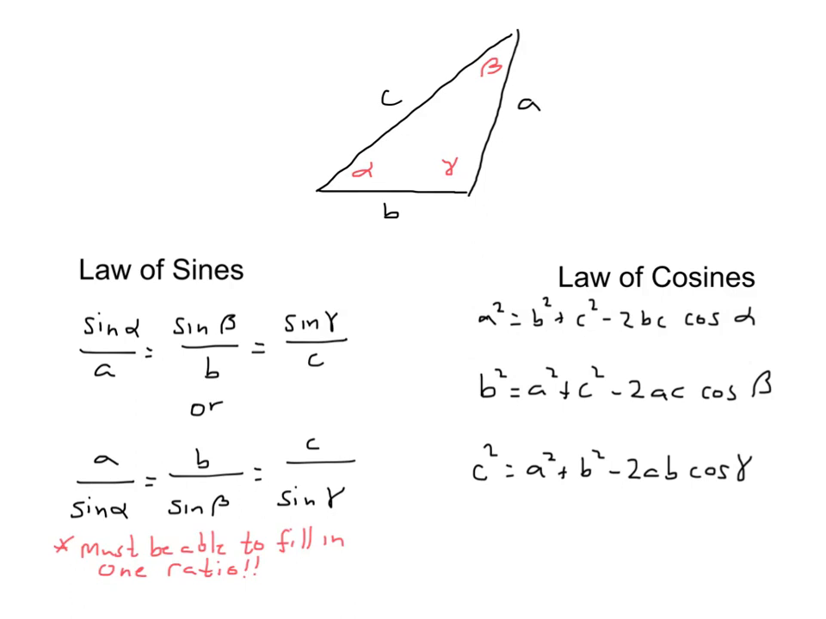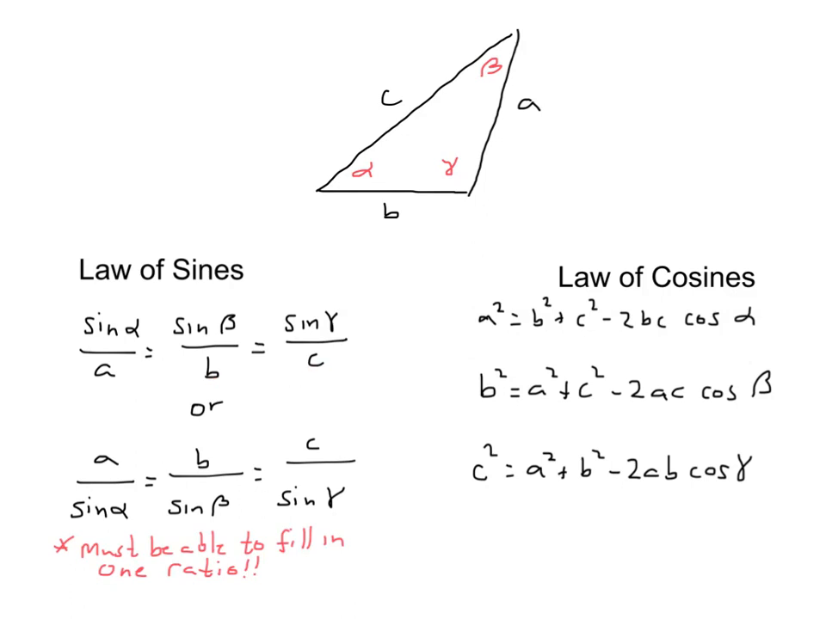So law of sines. The law of sines is really a listing of three ratios that are equal to each other. And that is that the sine of alpha over A will equal the sine of beta over B, and that will be equal to the sine of gamma over C.